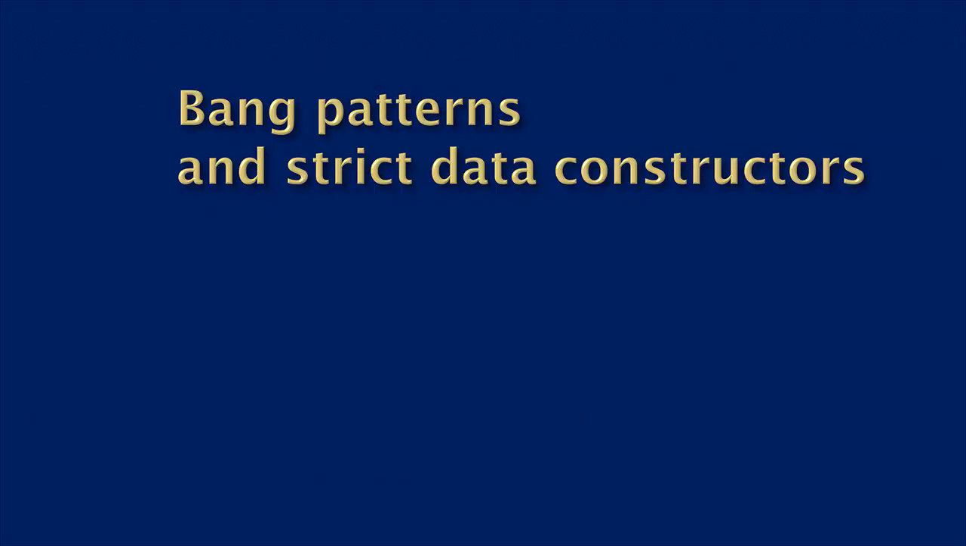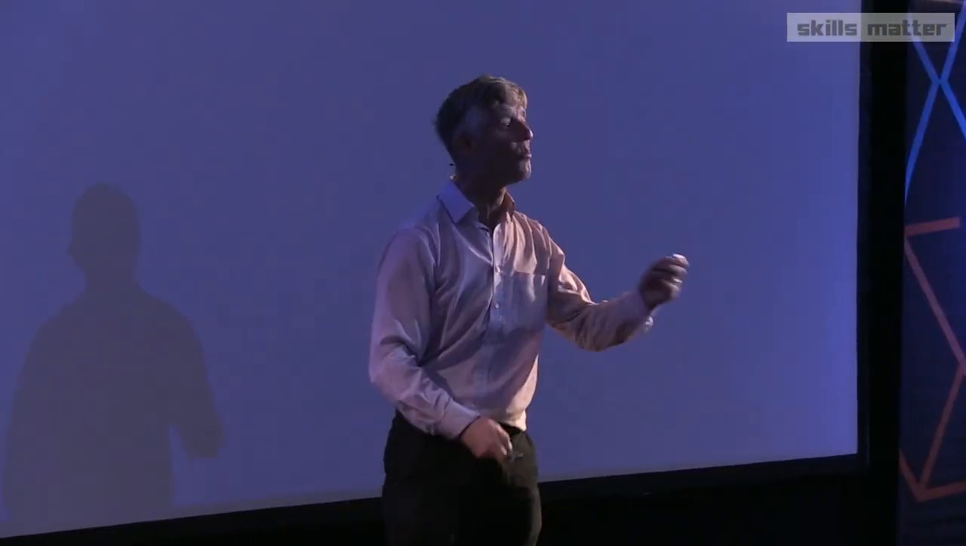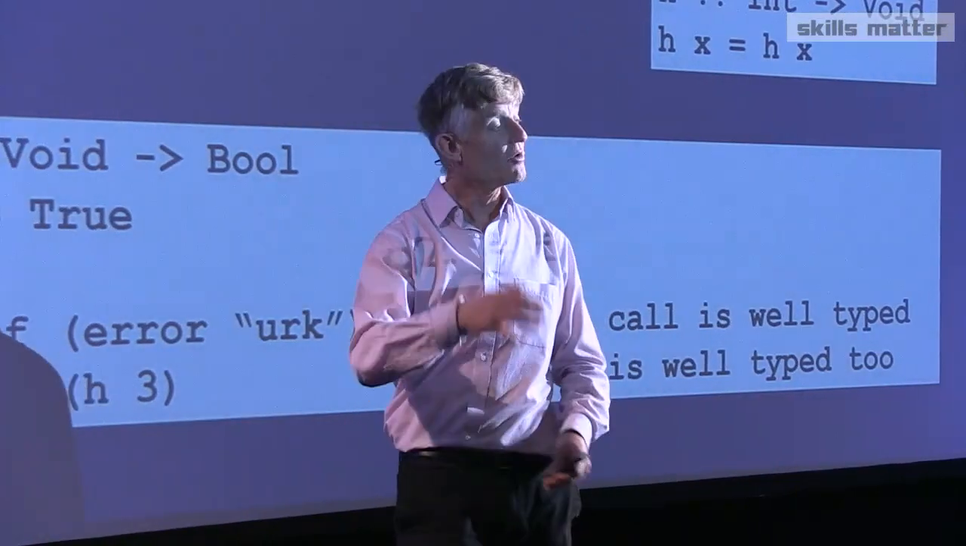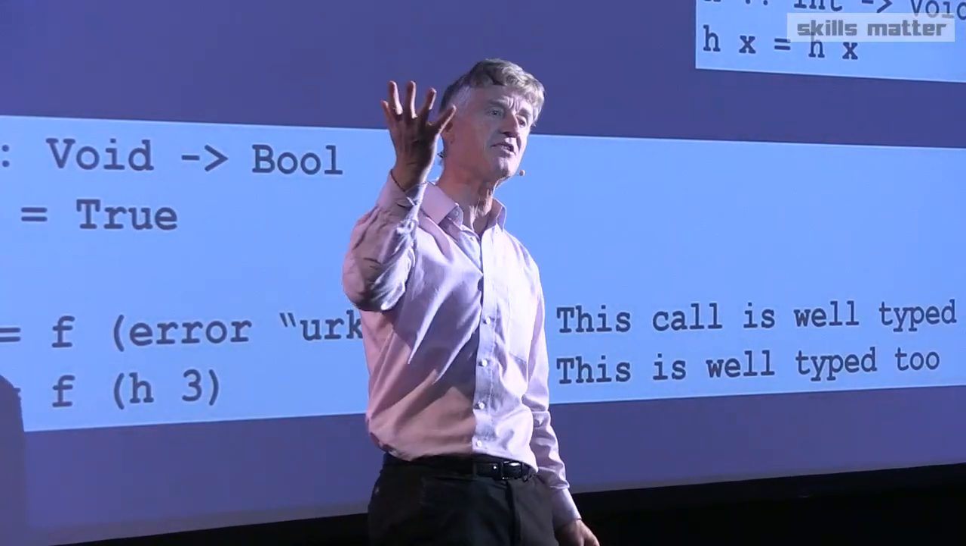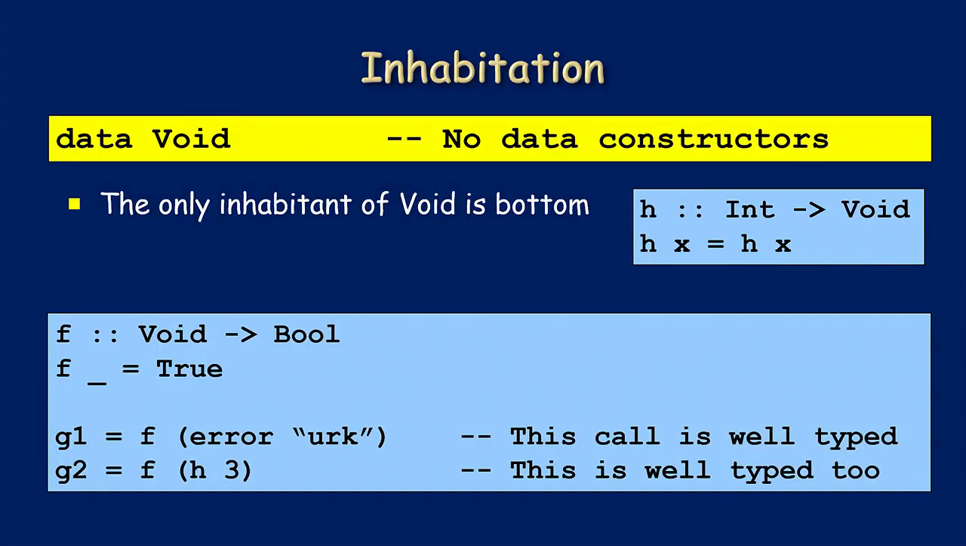Now, what about bang patterns? Right? More bottoms are going to be coming. So here is a data type called Void that has no data constructors. GHC lets you do this these days. I think you have to enable empty data types as a language extension. Void has no constructors. So what values of type Void can you construct?